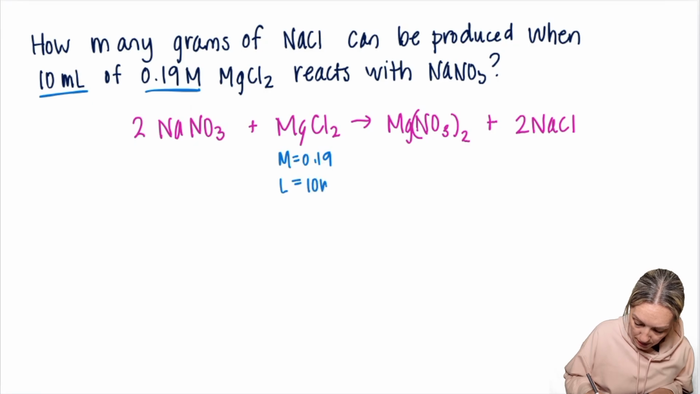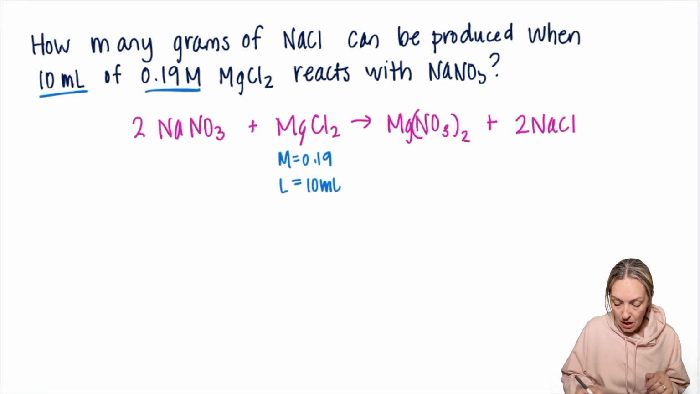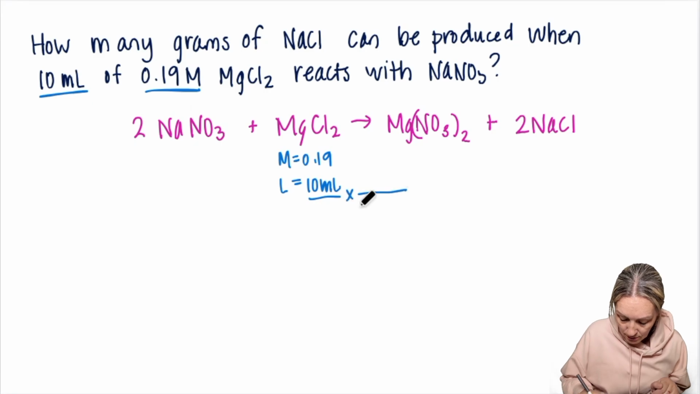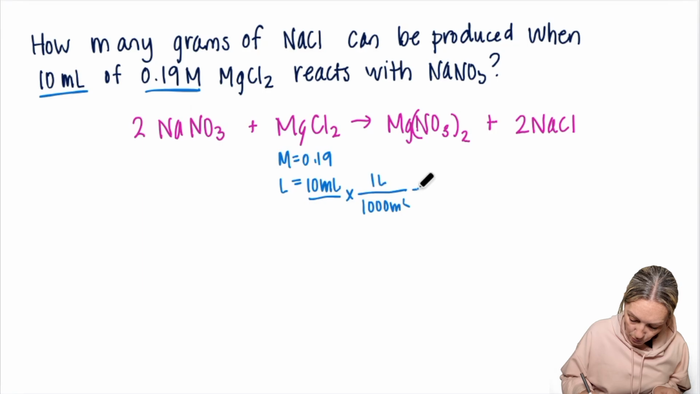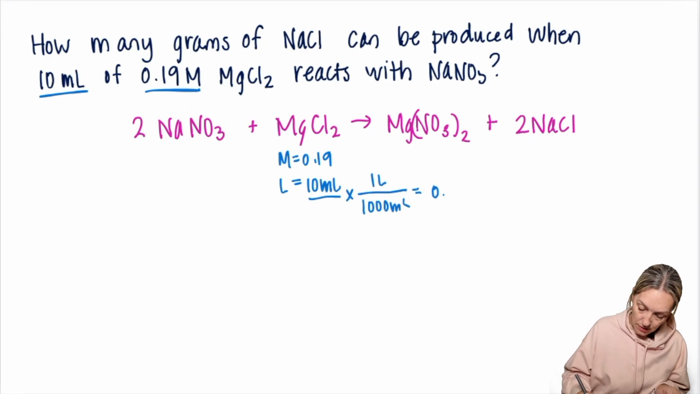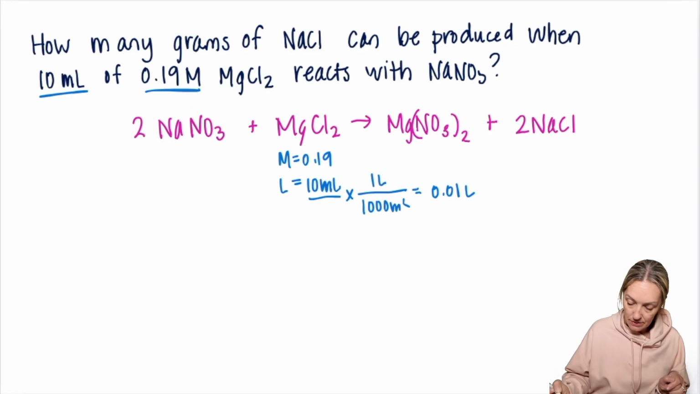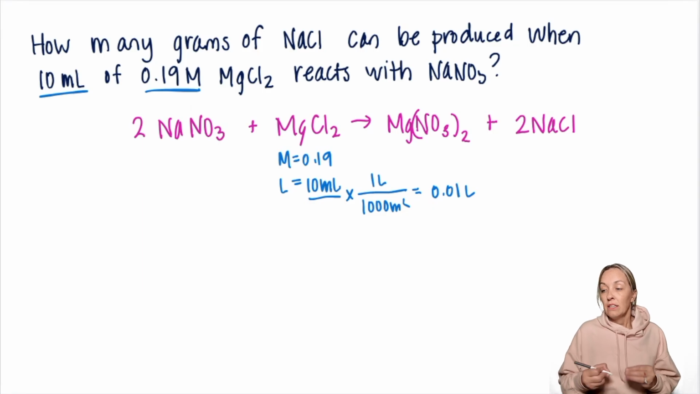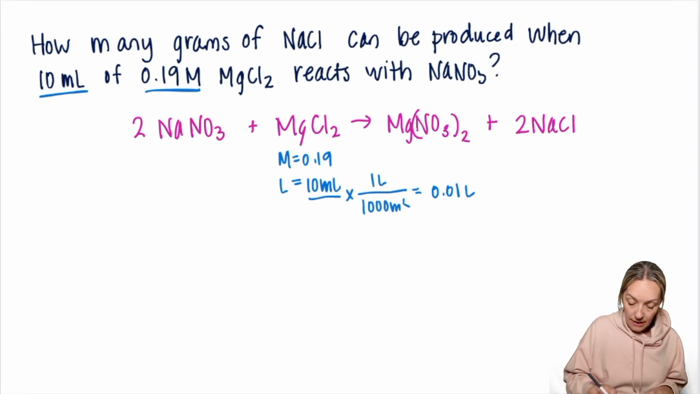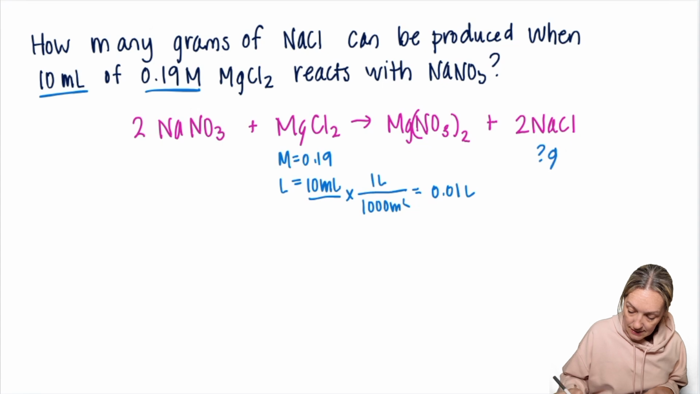Remember that milliliters are not super helpful, but we can use milliliters to convert into liters. There are 1,000 milliliters in 1 liter, so I have 0.01 liters. All right, let's identify the end goal here. The end goal is to find grams of NaCl.